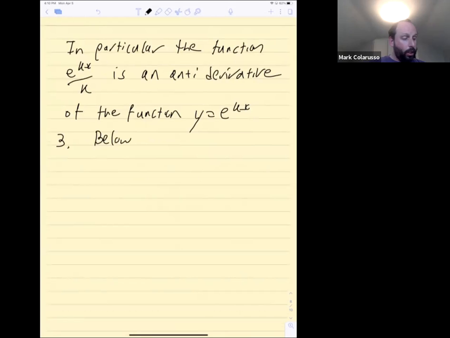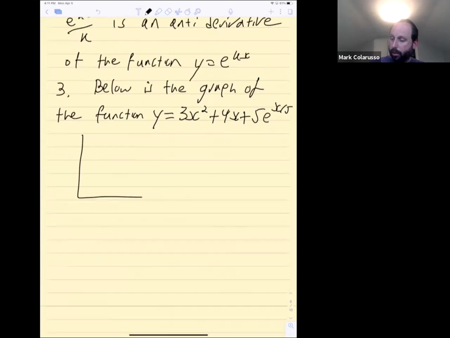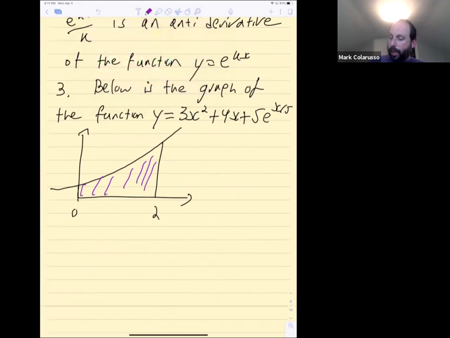Below is the graph of the function y equals 3x squared plus 4x plus 5e to the x over 5. All right, so I'll give you the graph. You do not have to produce this. It looks something like this. And the question asks us to find the area of this shaded region.